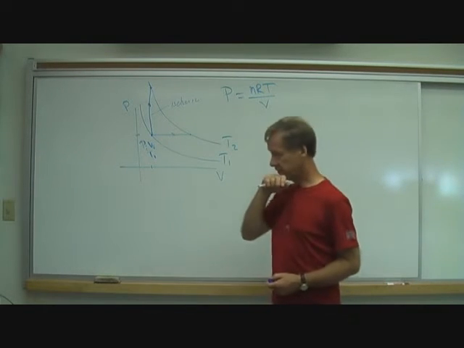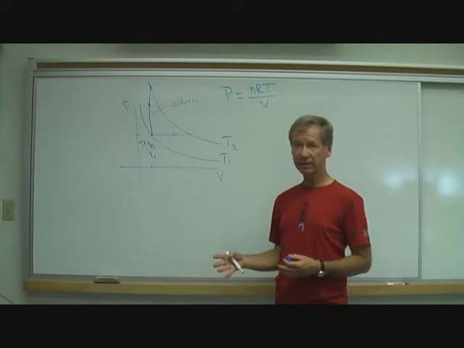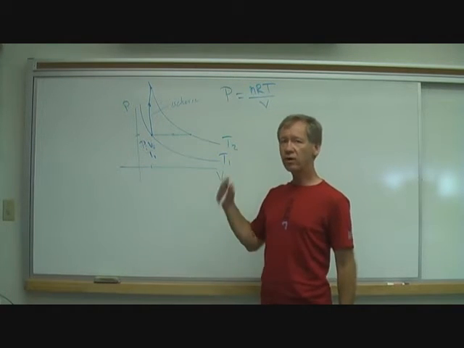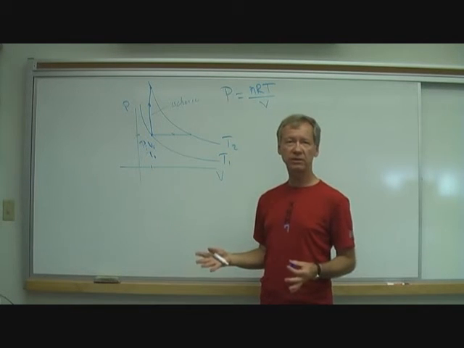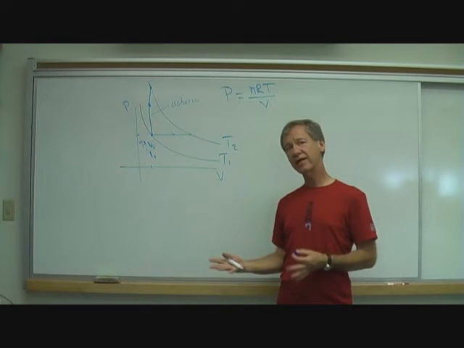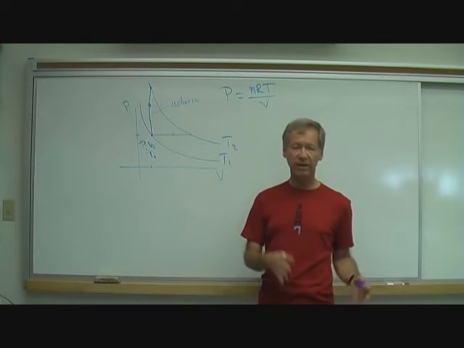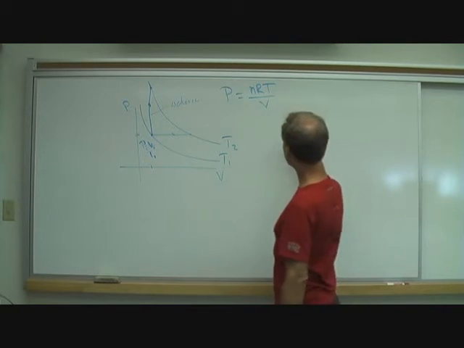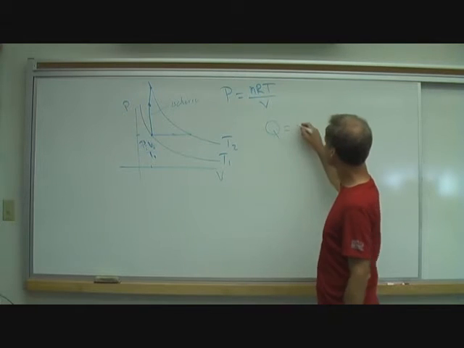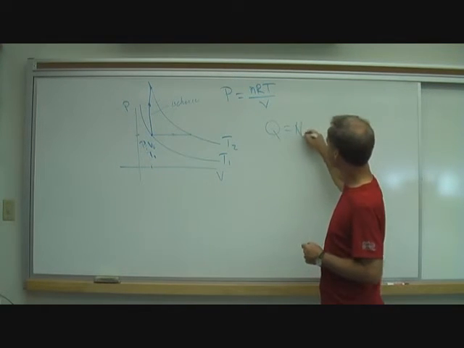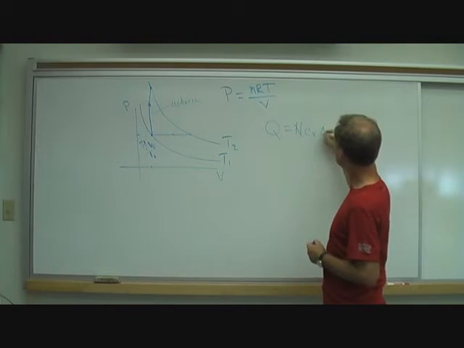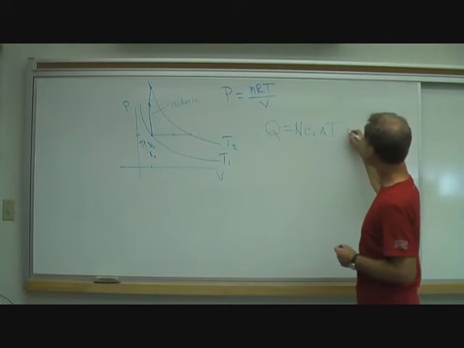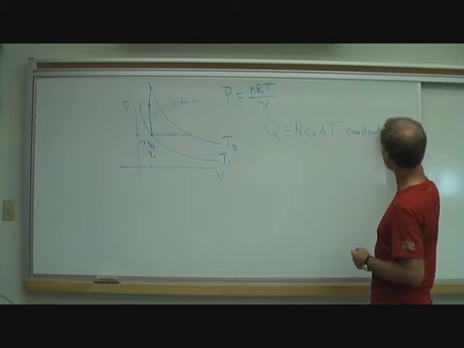Now, it turns out, not surprisingly, that if we do these things and we try to look at them like we did with solids and liquids, we get the same kind of effect happening. A linear relationship between the heat that we have to supply and the temperature change. And so we get Q equals nC_V delta T for a constant volume process.